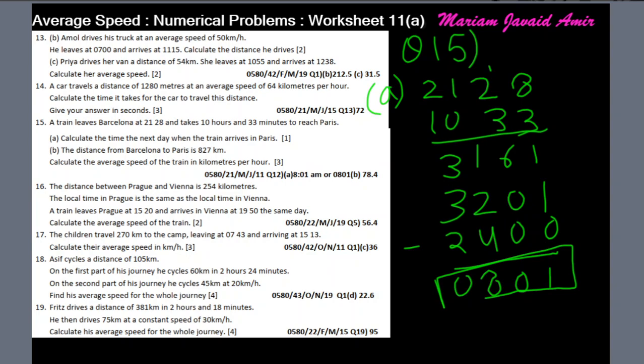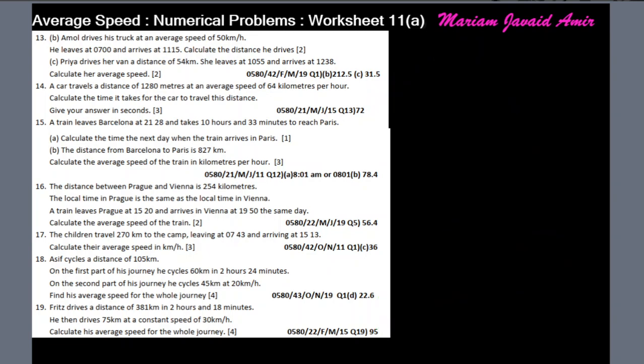15B. The distance from Barcelona to Paris is 827 kilometers. Calculate the average speed of the train in kilometers per hour. So the average speed is, let me clear the screen. So we're doing 15B. The distance from Barcelona to Paris is 827 kilometers. Calculate the average speed in kilometers per hour. So the average speed is total distance over total time.